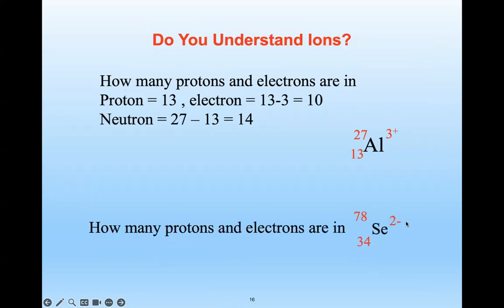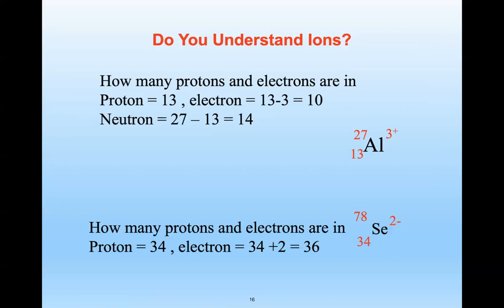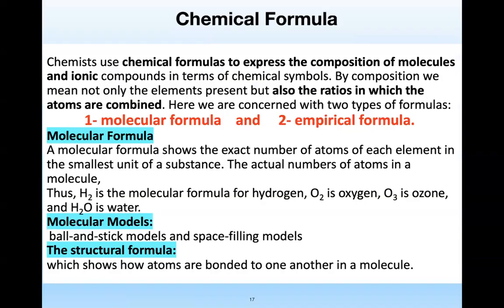Look at selenium. How many protons and electrons are here? Protons: 34. How many electrons? 34 plus 2. Why? Because selenium is negative, while here it was positive, so we said 13 minus 3 equal 10 electrons. As we said before, electrons are negative, right? Here it is positive, so we do 13 minus 3. And here for electrons, 34 plus 2 equals 36. Now you can enjoy. How many neutrons? 78 minus 34. So now you practice.